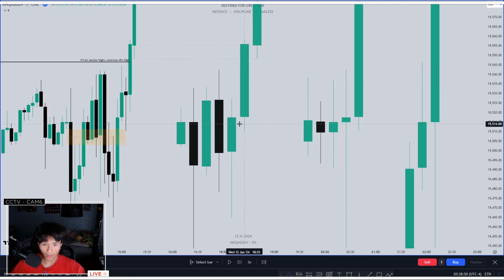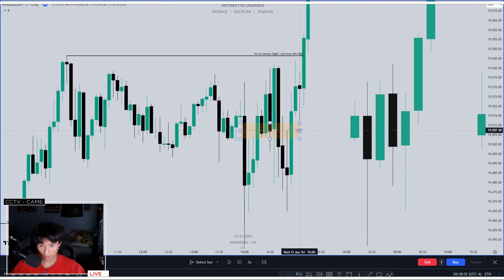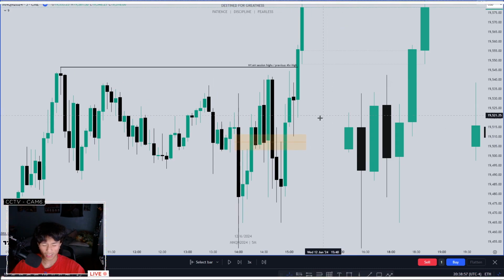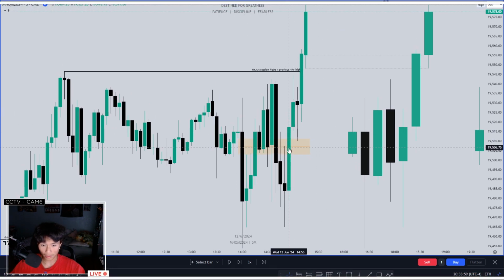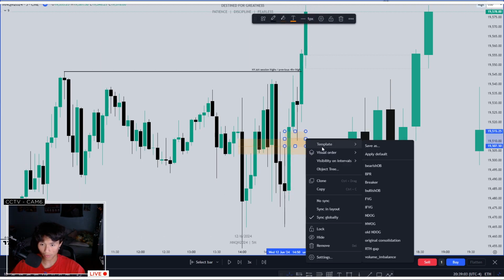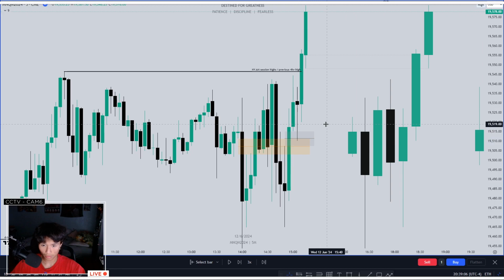And we closed above this SIBI right here. This 5-minute SIBI, I'm highlighting that's orange. We closed above that SIBI with displacement. Displacement being fair value gaps. Strength. Fair value gaps equals strength.